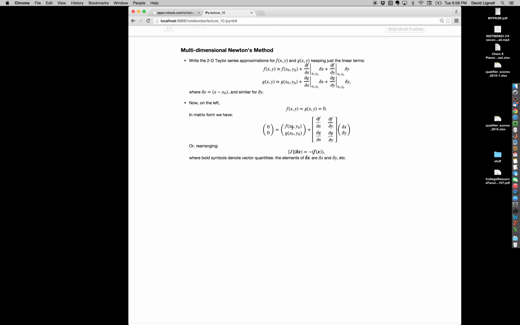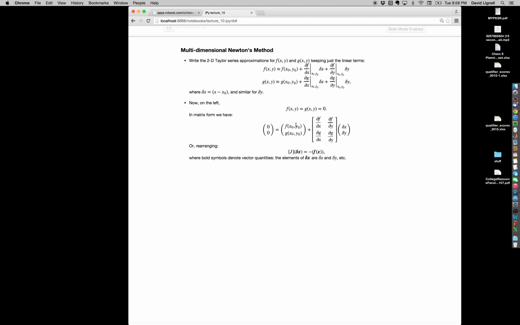We can call this vector f, which is a function of vector x. So we will call this matrix J, which is the Jacobian matrix. It's the matrix of partial derivatives multiplied by the vector of displacements. So if we pull this vector to the other side, then we have J delta x equals minus f of x.